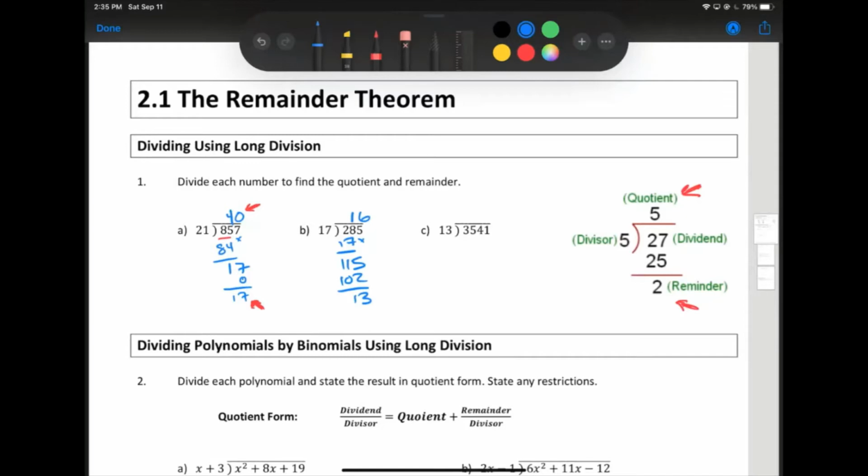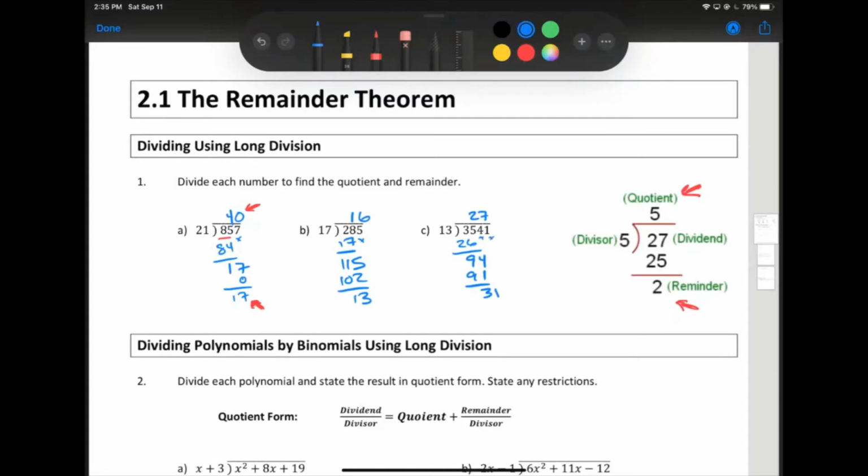Okay, for part C, how many 13s can we get out of 35? Well, 3 times 13 would be 39, so not quite 3 groups, but we can get 2 out. 2 times 13 is 26. After the 26, we have 9 remaining. So I bring down a 4. How many 13s can I get out of 94? I think the answer is 7. 7 13s would be 91. That leaves us with 3.